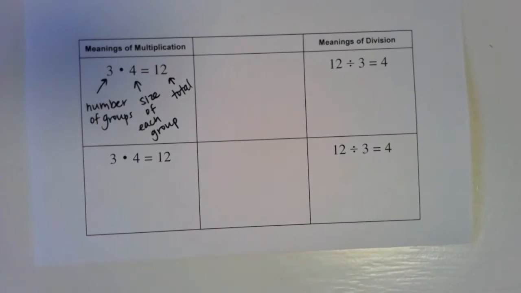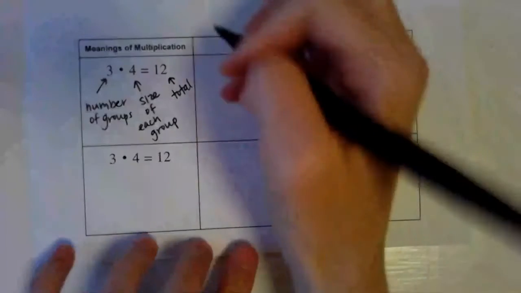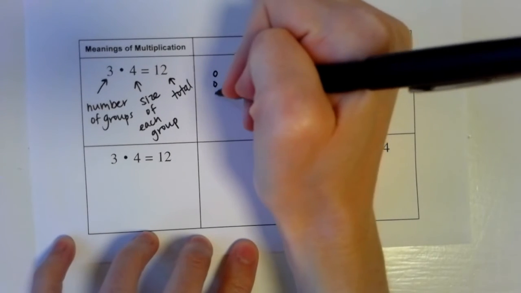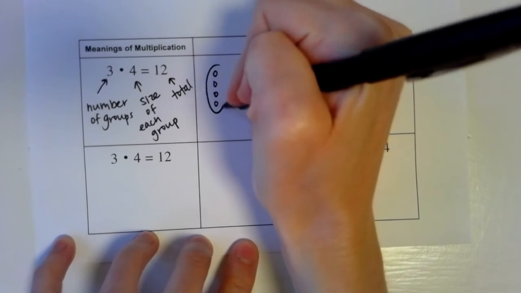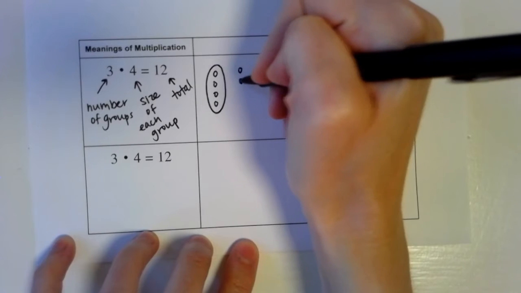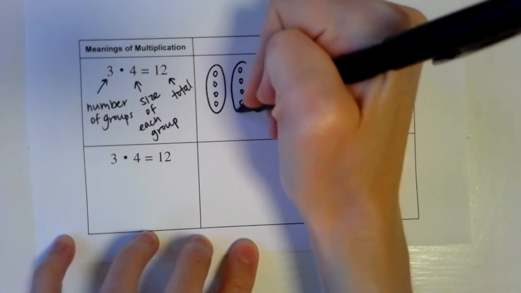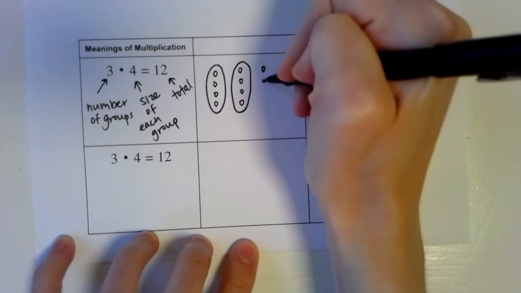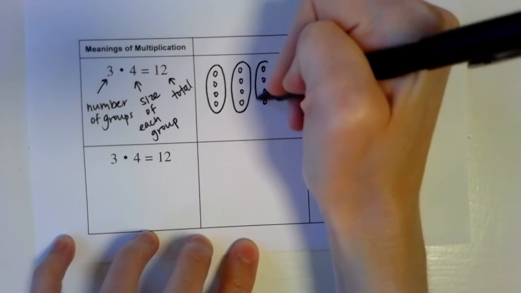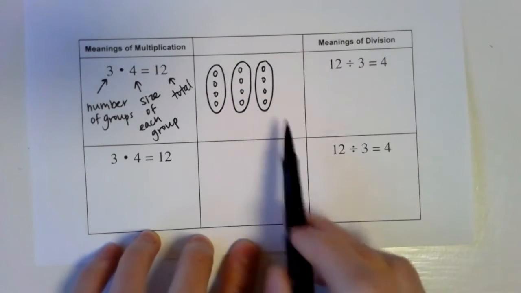So to model this, I would show 3 groups with 4 in each group, and our total would be 12. So here's one group of 4. Here's 2 groups of 4. Here's 3 groups of 4, and if you count them all up, you'll see that there are 12.